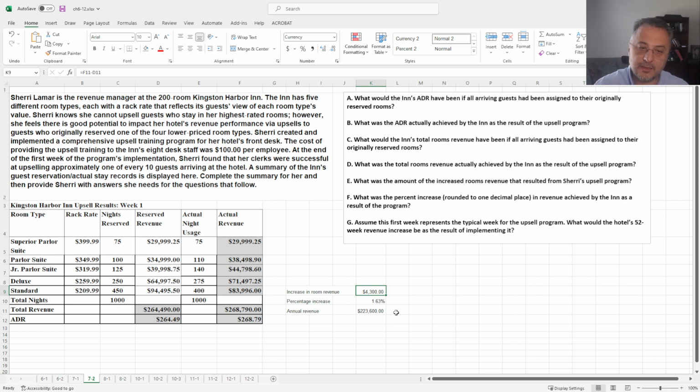So this is a very good upsell program, assuming that it is implemented and working the way it's supposed to be. So these are a couple of examples from our Apply What You Know. Thank you.